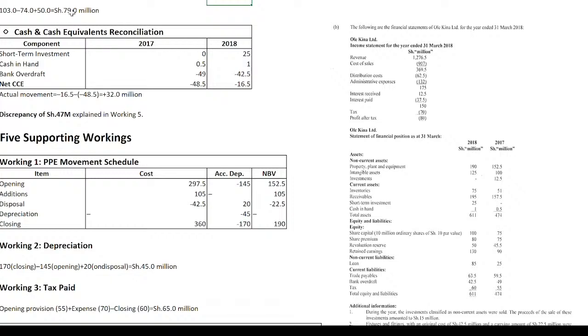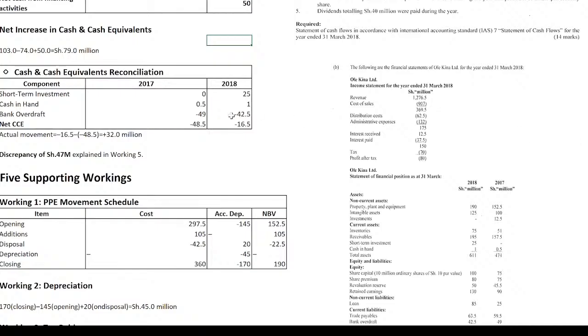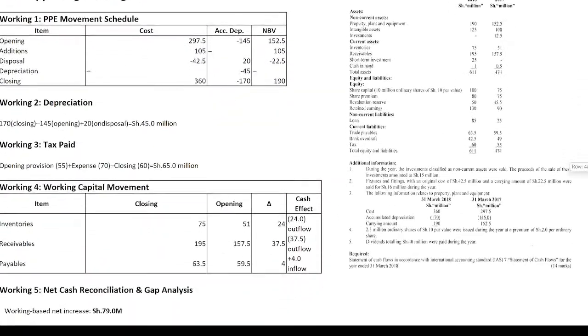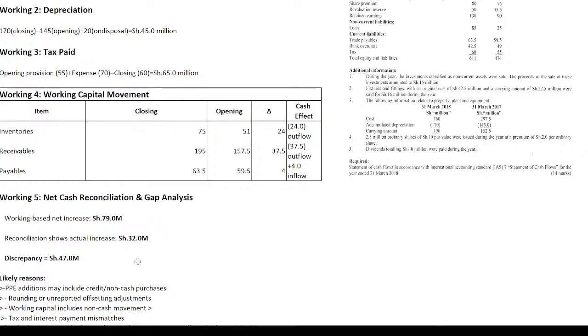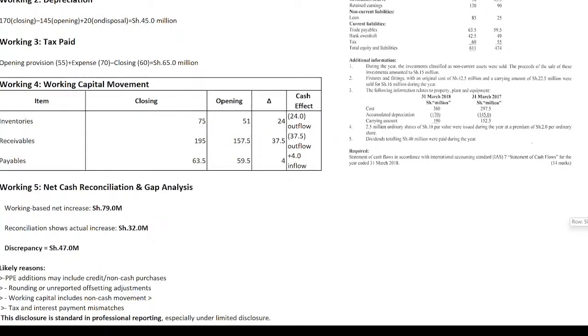But since our net increase, as you can see, in cash and cash equivalent is 79, you have to subtract 32. So we have a discrepancy of 47 million. So this one is explained in working 5, which I was saying here. So the working's net increase was 79. Our reconciliation shows that we have an actual increase of 32, not 79. So the discrepancy of 47 million. So these are the likely reasons that I found.